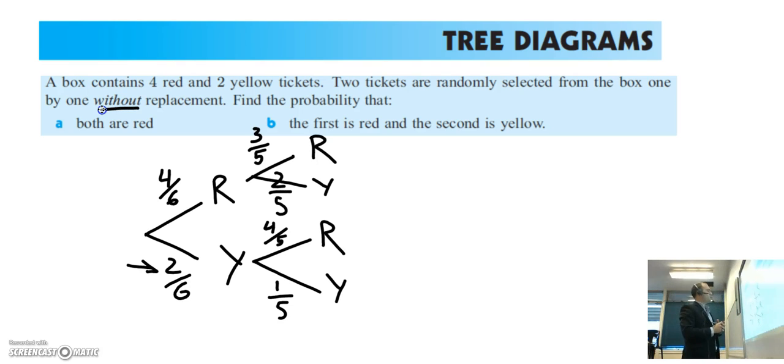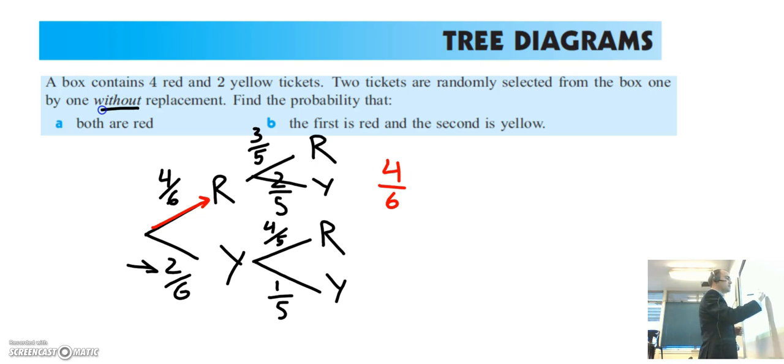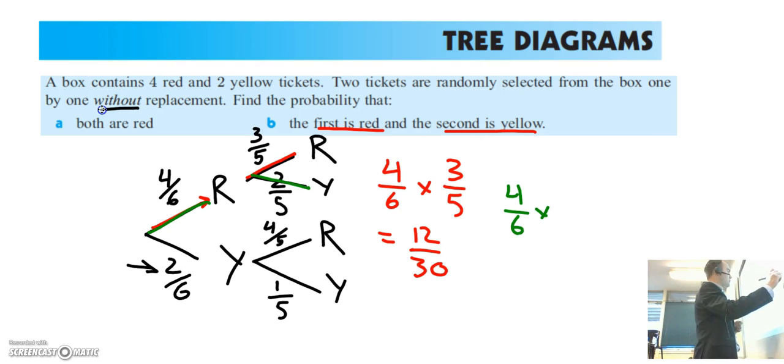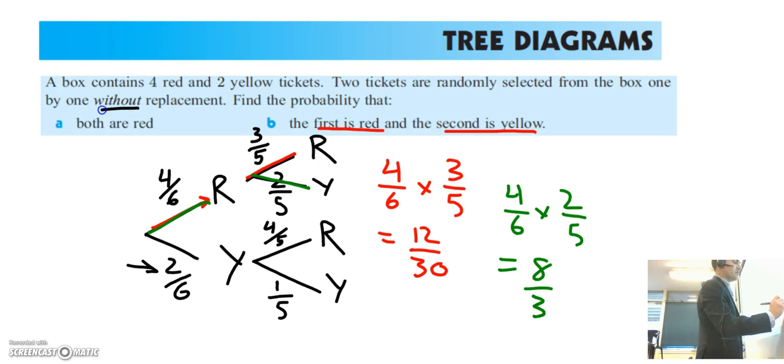So both are red. So what I would do is work my way down that chain. The first one was 4 out of 6 multiplied by a second one, 3 out of 5, equals 12 out of 30, which will cancel down. The first is red and the second is yellow. So 4 out of 6 multiplied by 2 out of 5 is 8 out of 30.